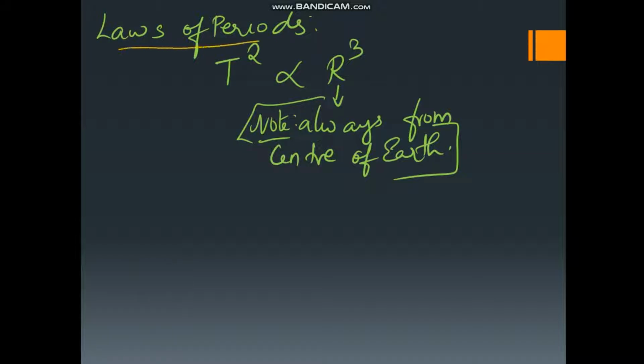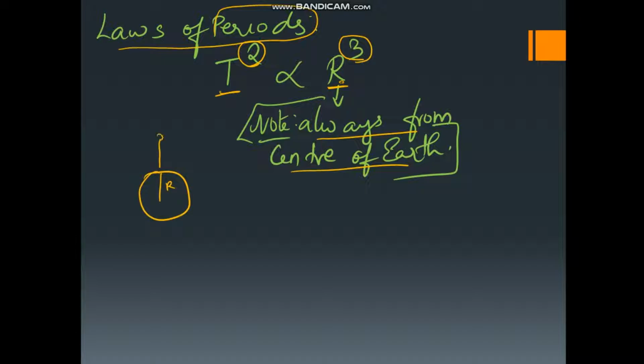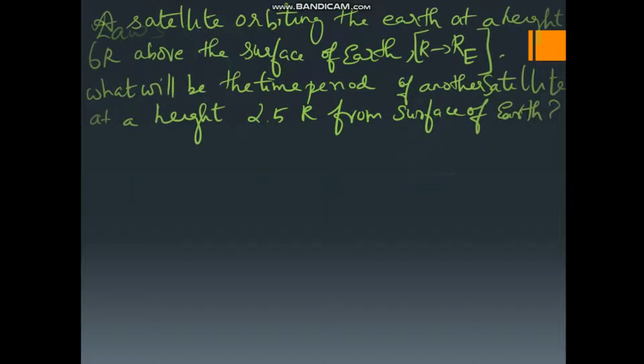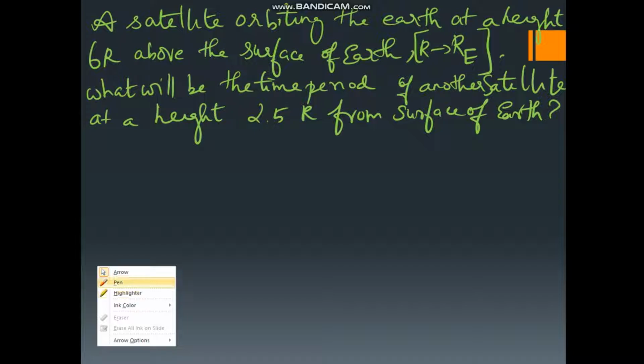The next one is Kepler's third law, the law of periods. It states that the square of the time taken is proportional to r cube. Note that you must always take r from the center. Suppose they give a planet of radius r and it is at a height of 2r, then we write T square is proportional to 3r the whole cube. This is the law of periods equation, and many previous year numericals are based on it.